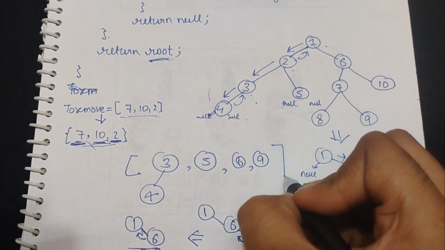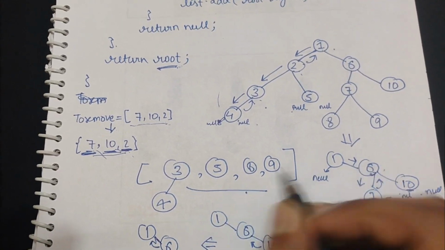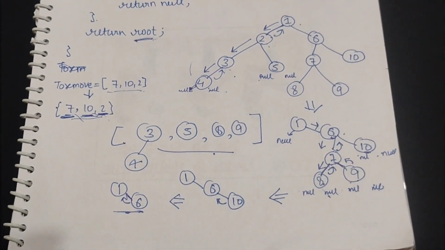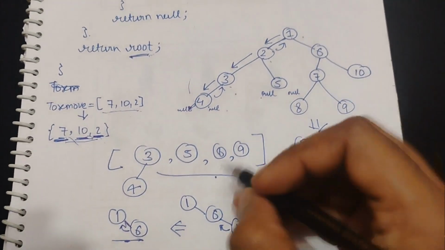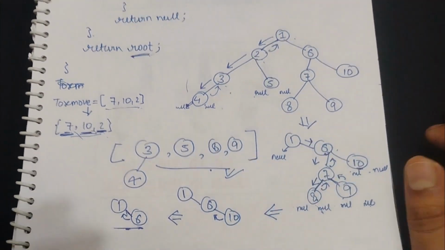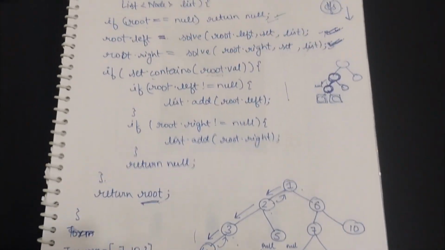Now what answer do we get? We'll get the answer like this, and we have checked it previously in the starting that this is the correct answer. So I did a dry run as well as I wrote the entire code.